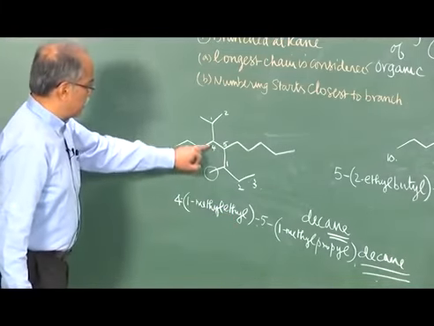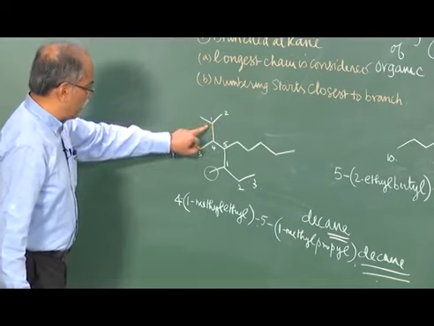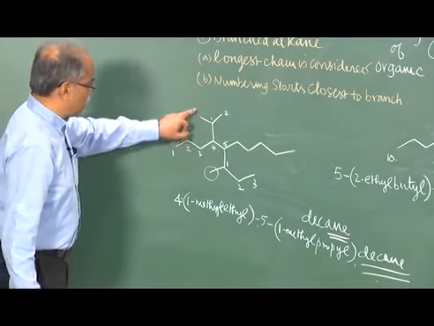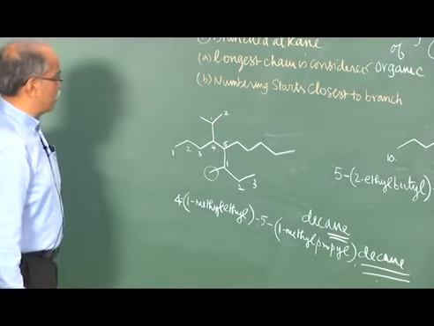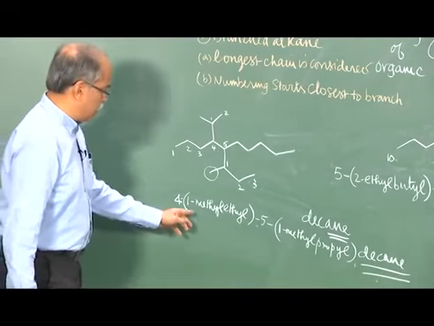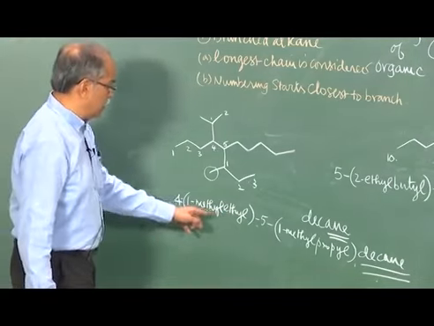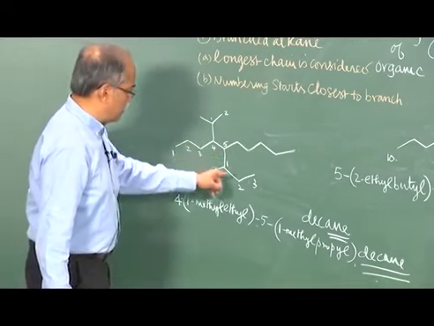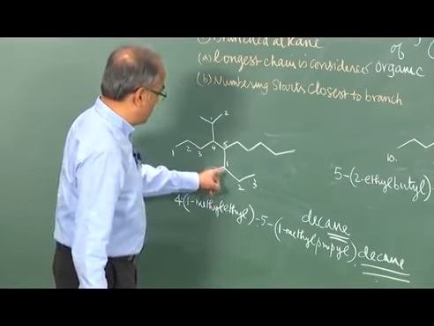In the 4 position, there is a 1-methyl ethyl group here. It is actually an isopropyl group, but isopropyl is not an IUPAC nomenclature. So, it is mentioned as 1-methyl ethyl group. Then in the 5 position, you have a 1-methyl propyl group.